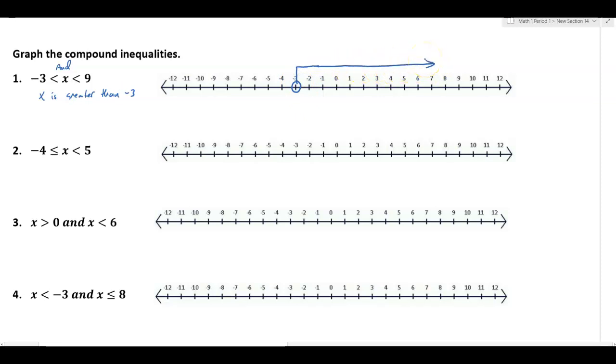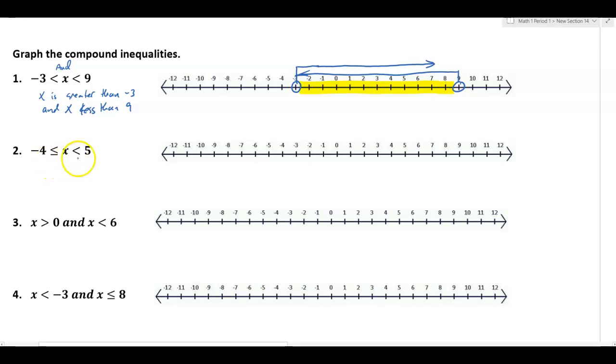Okay? But I also know x is less than 9. So I'd go to 9, open circle, and I would shade left. Well, where do these two graphs intersect? They intersect in here. That would be my solution.